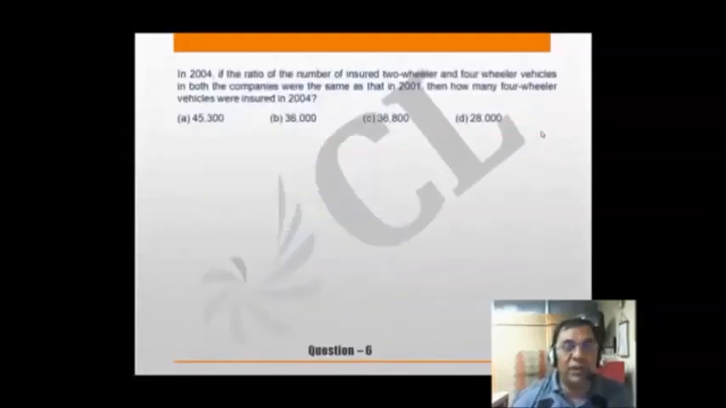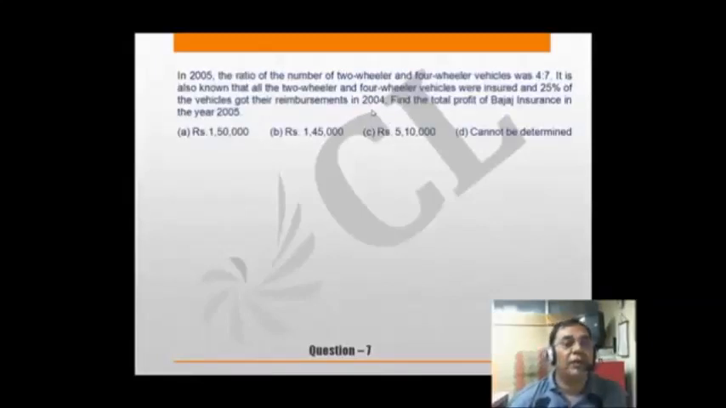I think the question is very simple. Am I correct? I think I'm correct. So I'll mark this as the answer. In 2005, the ratio of number of 2-wheeler and 4-wheeler vehicles is 4:7. Okay, but the ratio we do not know. All 2-wheelers were insured and 25% of... My dear friends, we cannot do it, and cannot be determined is also there. At least off the cuff I cannot think, because the ratio is not the same as 2001. So I will be going for cannot be determined as the answer.